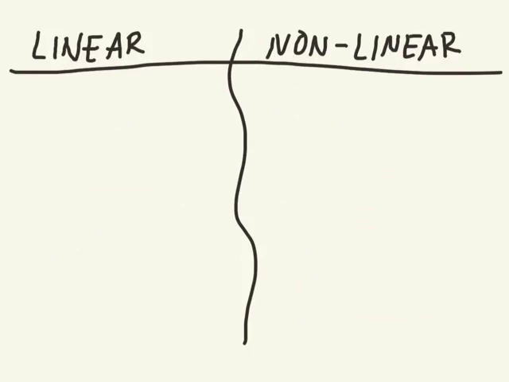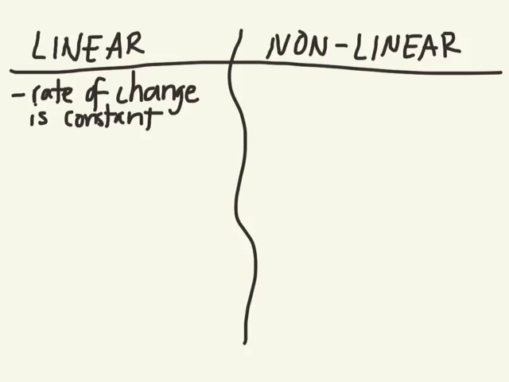In a linear relation, the rate of change is constant, or the same. It increases or decreases by the same amount every single time. Good. What's another word for rate of change? First differences. First differences and slope.